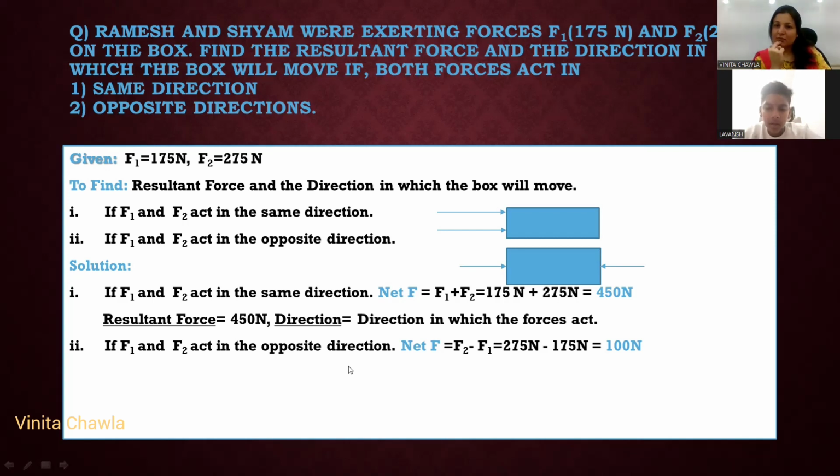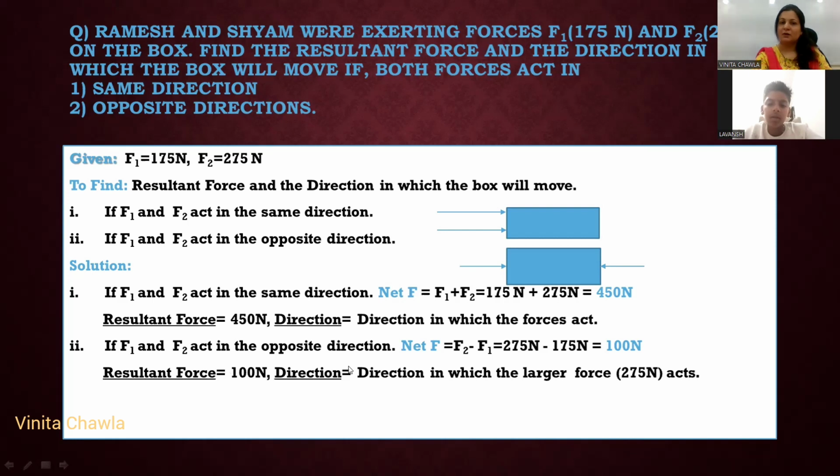It is the direction of greater force, no? Yes. The direction in which the larger force, 275 Newton, acts is the direction of the resultant force. So if the 275 Newton is acting from this direction, then it is towards right. And if 275 Newton is acting from this direction, then it is towards left. That depends. Okay?